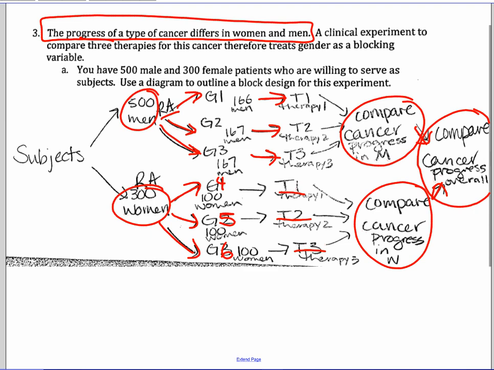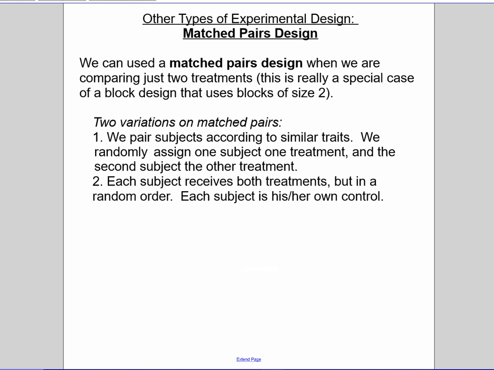So now that you've seen one example, you can go back and work through the rest of the block design worksheet. Again, check with the sub for answers. Let's move on to our 3rd type of experimental design, which is matched pairs. So matched pairs is more like when, first of all, I can only compare 2 treatments, okay? And it's kind of like a specialized block design.